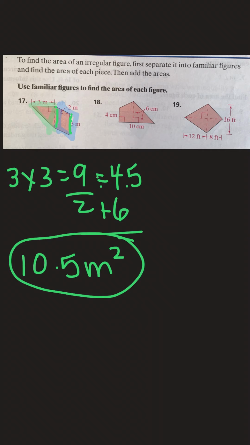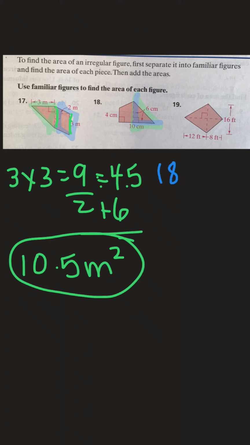Number 18, this is a triangle, so same thing. This is saying that the height here is 6 and this is 6. 6 times 6 is 36, but it's a triangle, so we're going to divide it by 2. So that's going to give us 18.